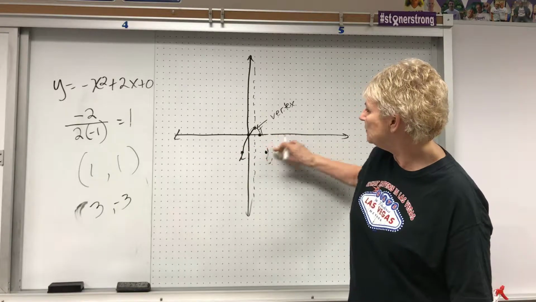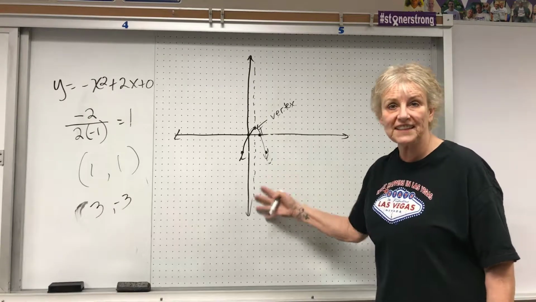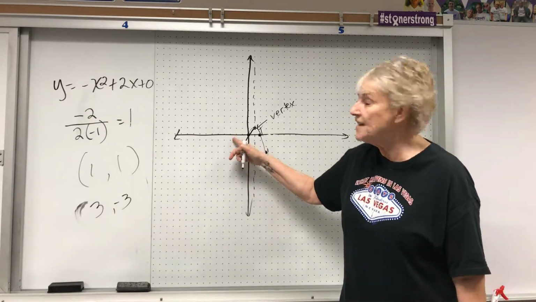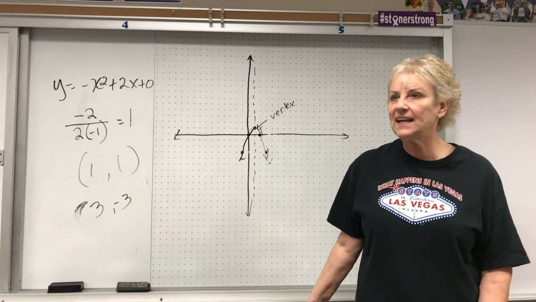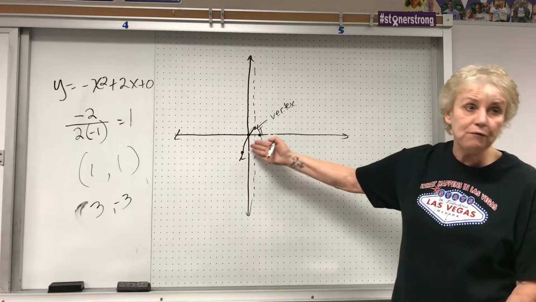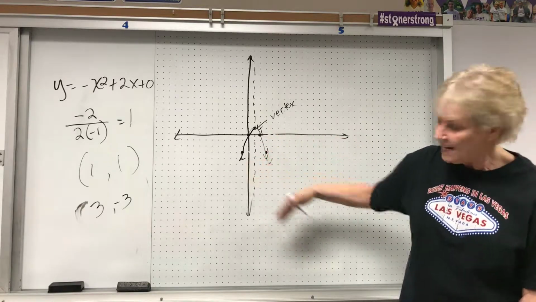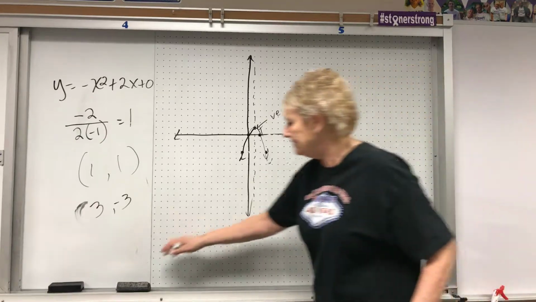Okay? That's terrible. If I want to get more points down here, I can choose -2 or 4. It doesn't make any difference. Or 5 or 6. But if you choose something too far away from the vertex, it's going to be off your chart. Okay? All right.